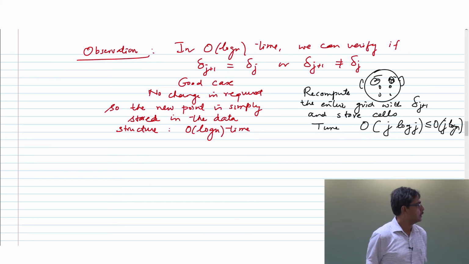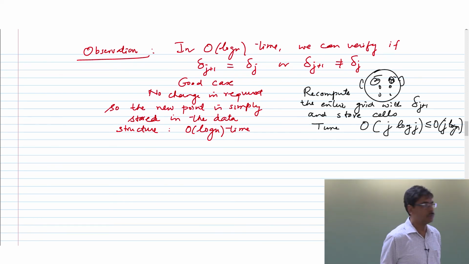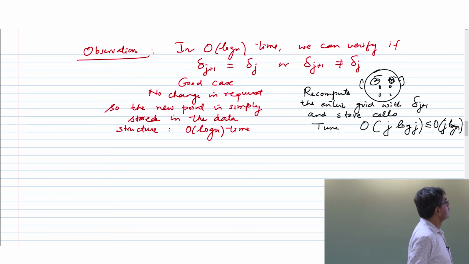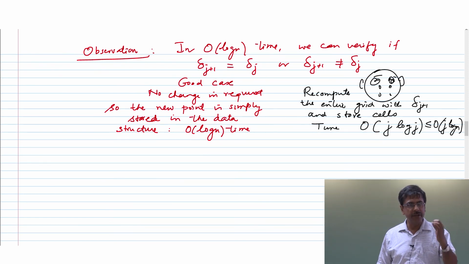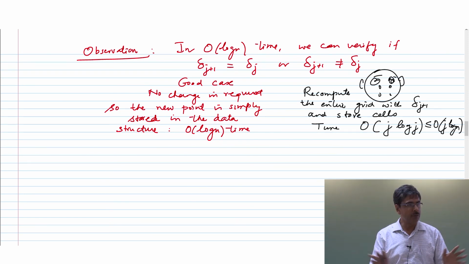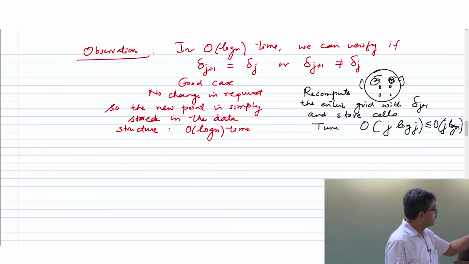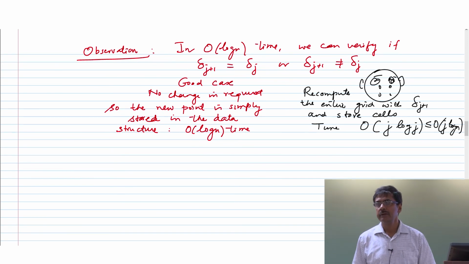All right. Now you see the stark difference between these two cases. The good case is log n time. If every step was log n time, for the n steps you get n log n. You are done. Very good. You have an n log n algorithm. But disaster strikes if the other thing happens.